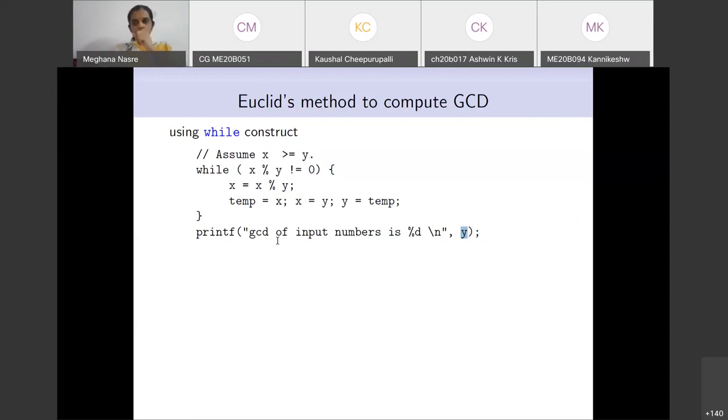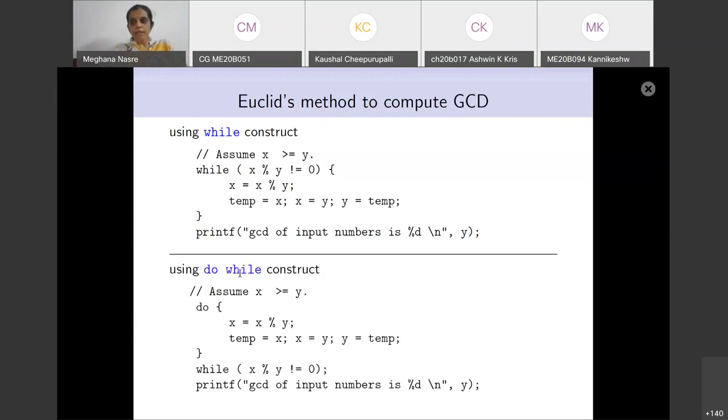So I want you to stare at this translation of the while construct that we have used to the do while construct that I have translated it to. Please stare at this piece of code and then tell me whether it behaves the way we want it to behave, and does it compute the GCD of x and y. So please write down the answers in the chat message and I'll look at them.